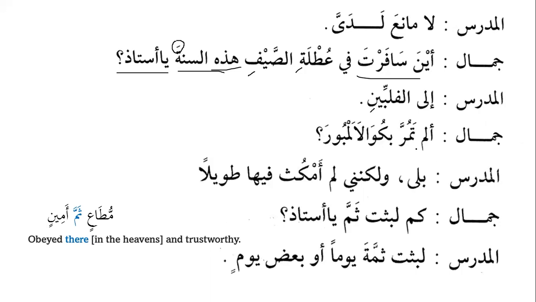Al-mudarrisu ila al-Filippini, to the Philippines. Jamalun alam tamurra bi Kuala Lumpur. So we know that Kuala Lumpur is basically the name of the city. Alam tamurra, marra yamurru, mururan. What's the meaning of marra? To pass by. And when we have lam before it, then we know that the verb has to be majzoom. So here it is majzoom.